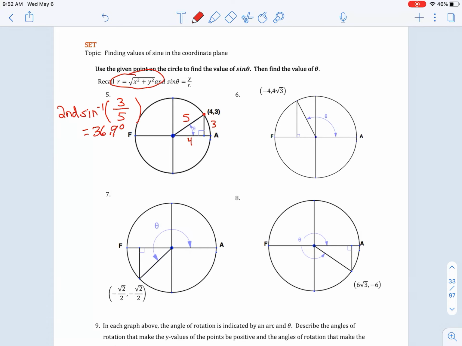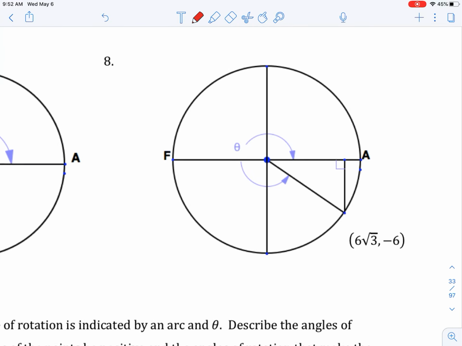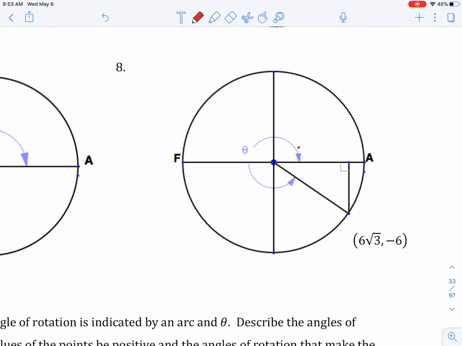So these other ones do get a little trickier. Let's start with number 8, which would probably be the trickiest. So I like marking on the triangle what's what. I know this is 6 times the square root of 3, because that's my x over. And then I know this is negative 6 down. So now I need to use the Pythagorean theorem to solve for the hypotenuse.